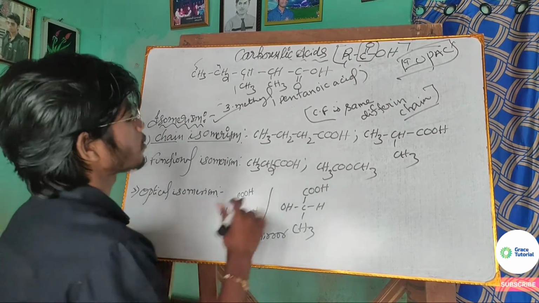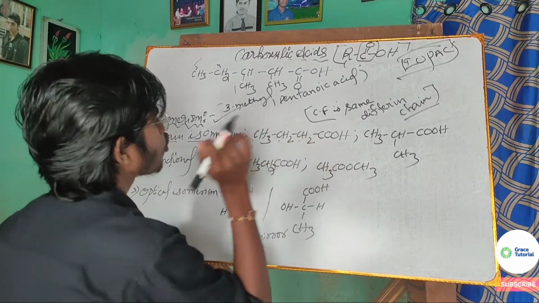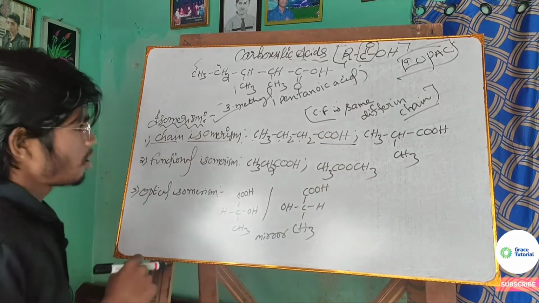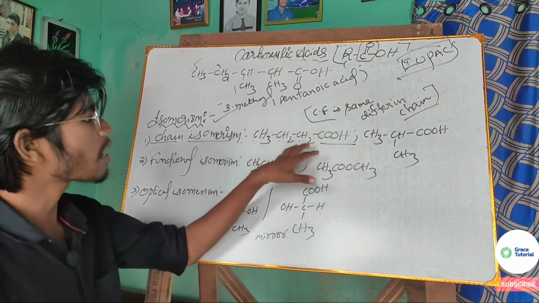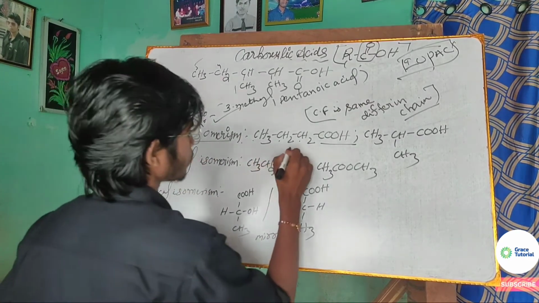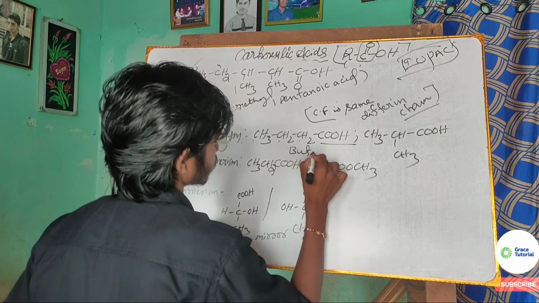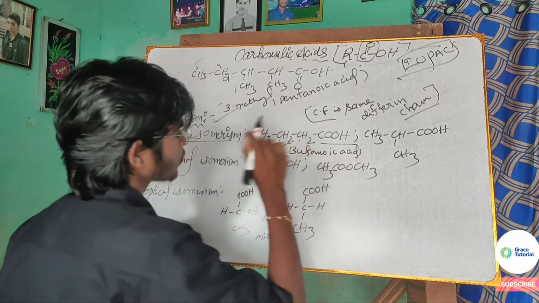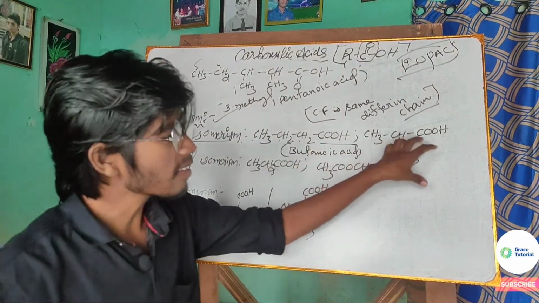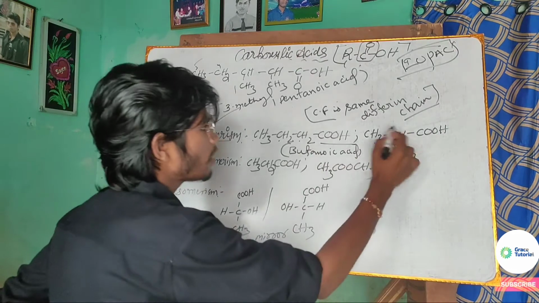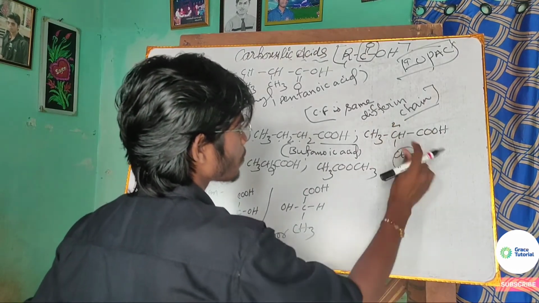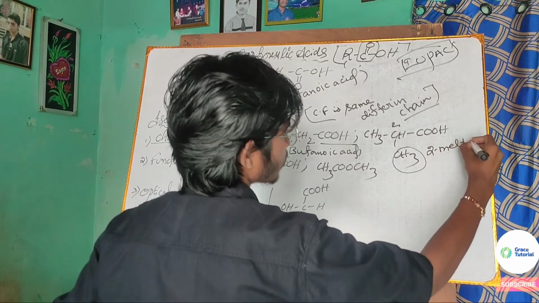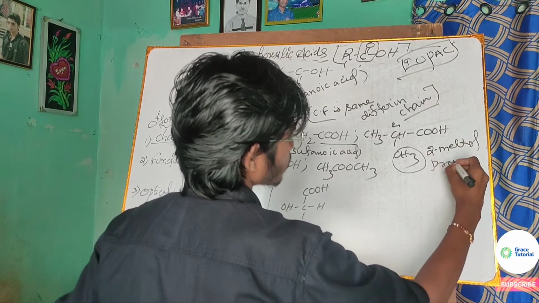Let me show you the example. Look here, 1, 2, 3, 4. 4 carbon atoms are there, and the acid group is attached. The name of this compound is butanoic acid. Now look at another compound, wherein in position number 2 a methyl group is attached. That means 2-methyl propanoic acid.